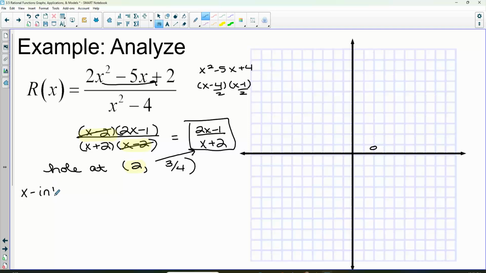X-intercepts. We said that's when the fraction is equal to 0, which is really the same thing as just when the numerator is equal to 0. And what does that give us? 1 divided by 2. So we hit the x-axis at 1/2.